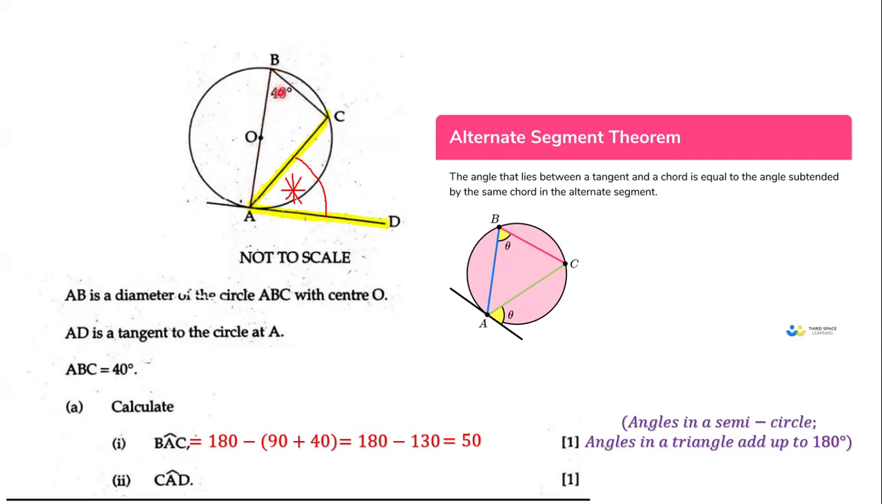And so what does that mean? That means that since this angle is 40 degrees, this angle must also be 40 degrees. And we know that this angle is subtended by the same chord because if we look carefully, the legs of this angle that measures 40 degrees rest on this chord. And so that means that this angle here is subtended by the same chord that we have in yellow. All right, and so if this is 40 degrees, this must also be 40 degrees as well. And so that means that the angle CAD is going to be equal to 40 degrees.